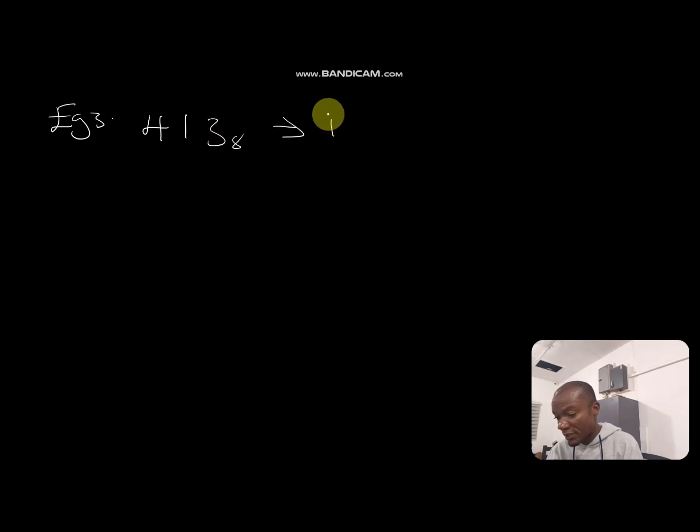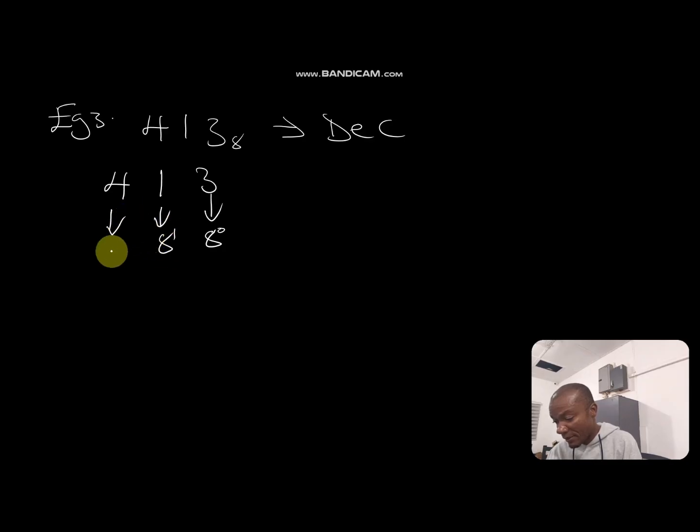Let's try another example. So, example 3. You have 413 base 8, and we are to change this to decimal. So, 4, 1, 3. Multiply this by 8 raised to the power 0. Multiply this by 8 raised to the power 1. Multiply this by 8 raised to the power 2.